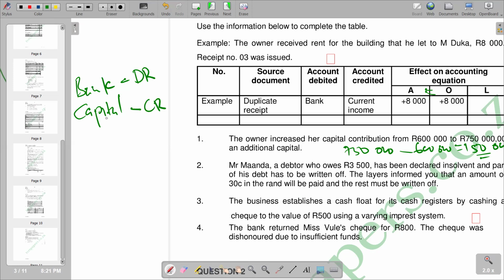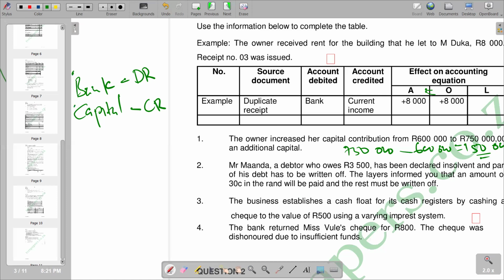So we now try to identify which element of the accounting equation is being affected by bank, and which element is being affected by capital. You see that bank is an asset, so it's going to affect the asset section. And capital is part of owner's equity, so it's going to affect our owner's equity. So we can start by entering the other columns, where we've got the number and the source document. The source document involved there is going to be a receipt.